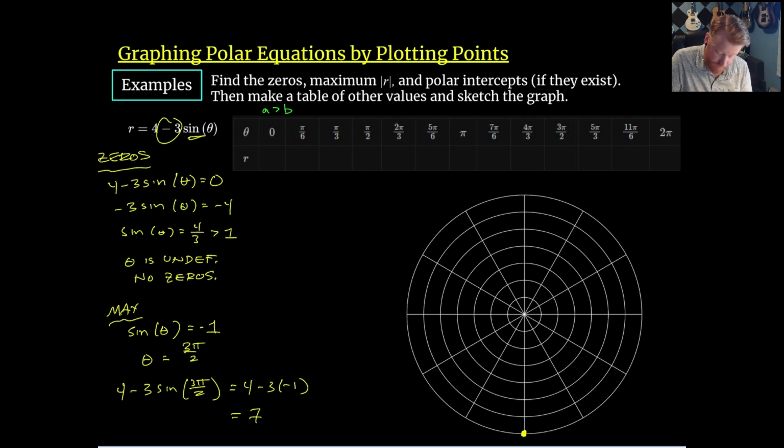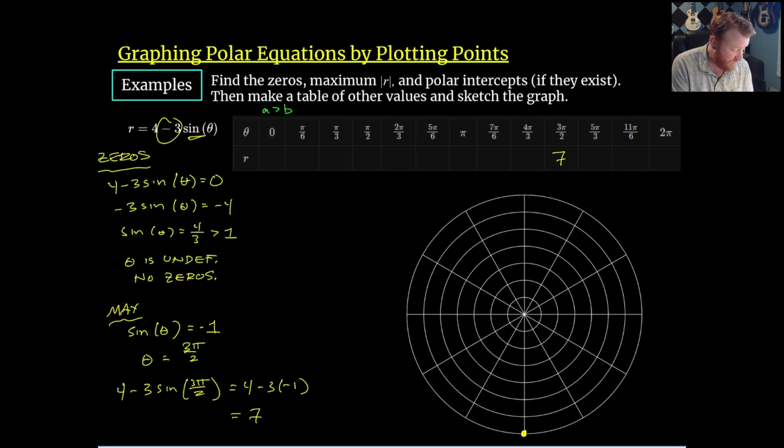that at 3 pi over 2, we're going to be at 7. So there we go. We will expect that value to come. And we'll find our polar intercepts as we do them on here. So the polar intercepts are going to be where theta is equal to 0 and where theta is equal to pi. So we will find them as we go through here either way. So I'm just going to start filling in the values here.